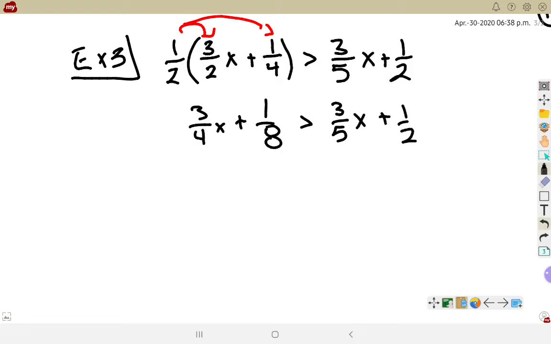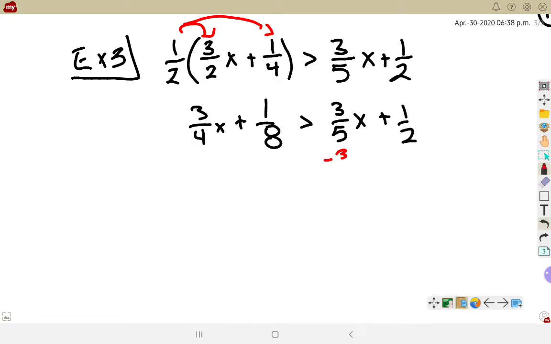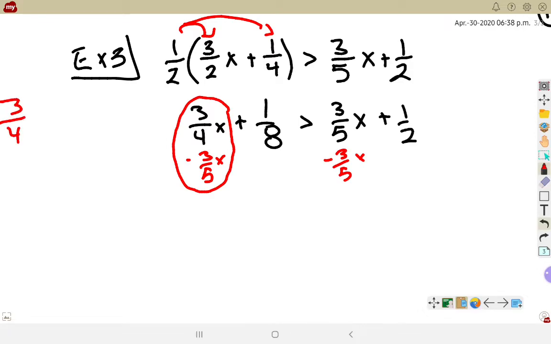Okay, 3 over 4, that's like 75%. 3 over 5 is 60%, so 75% is bigger. So I'm going to subtract the 3 over 5 x from both sides. Now I don't really know what 3 over 4 x minus 3 over 5 x is off the top of my head. I need a common denominator, so I'm going to look at their coefficients. Let's say I had 3 over 4 minus 3 over 5. That's the same thing as having a common denominator of 20 and saying 15 over 20 minus 12 over 20, and that equals 3 over 20.